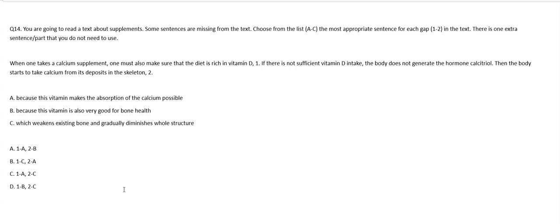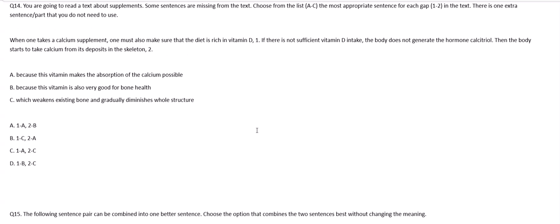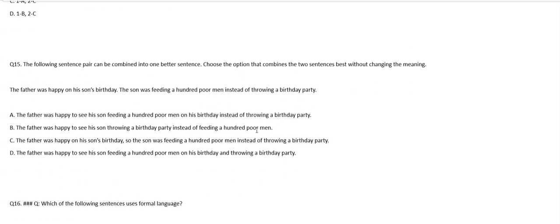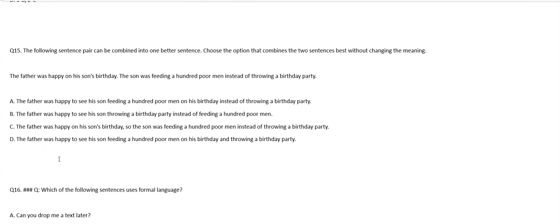I think you are clear with this question and answer. Let's move on to the next question. Question number 15, combining two sentences into one better sentence. I think this question is repeated.